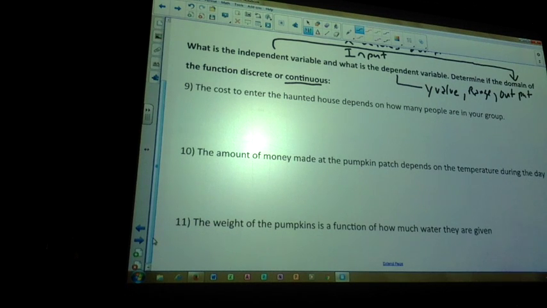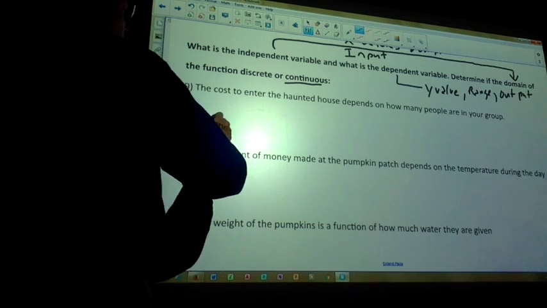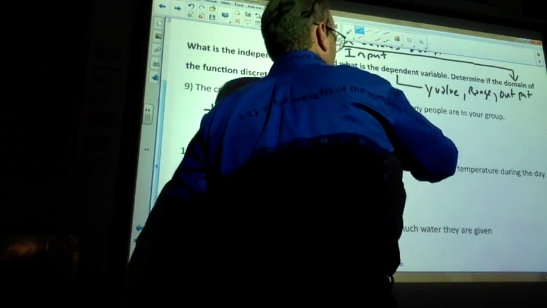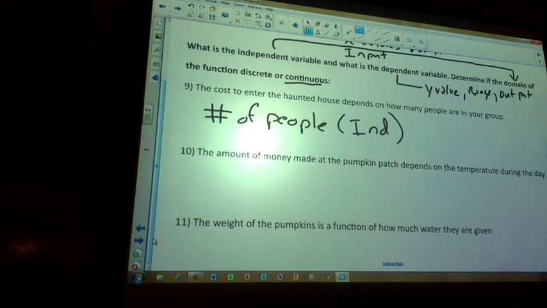The cost to enter a haunted house depends on how many people are in your group. So if it costs you $10 for one person to go in, but you brought 12 people and it only cost $100. Change a little bit. Okay. Does our value continue? So what is the independent variable? Number of people. That's your independent, which is your x value. The cost to enter is your dependent value. How much does it cost to go into the haunted house? It depends how many people came with you.